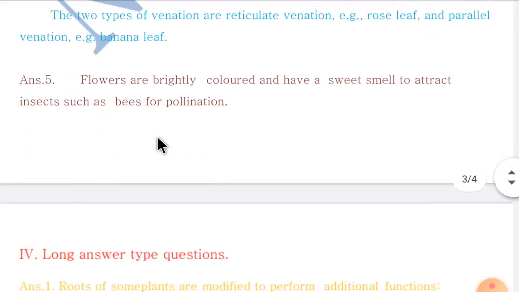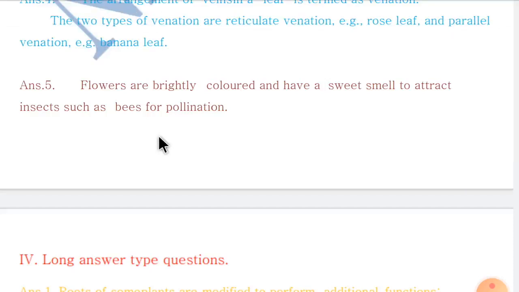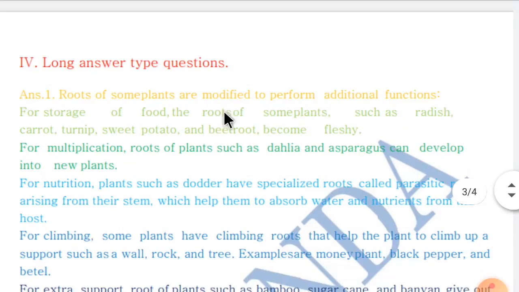Let's see the next question, the fifth one. Why are the flowers of some plants brightly colored and have a sweet smell? So the answer is, flowers are brightly colored and have a sweet smell to attract insects such as bees for pollination. Because of that, flowers of some plants are brightly colored and have a sweet smell. So these are the short question answers.